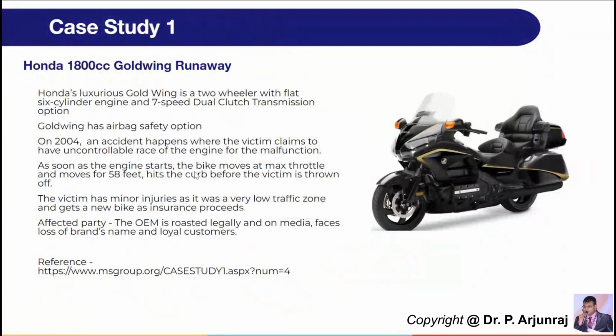As soon as the engine starts, what happens? The bike moves at maximum throttle and moves for 58 feet. You see here, even when you start, it goes to maximum throttle and moves at this speed, and what happens? It hits the curb, and the person who is riding is thrown off. The victim has only minor injuries, as the speed was very limited, in a very low traffic zone, and gets a new bike, simple.